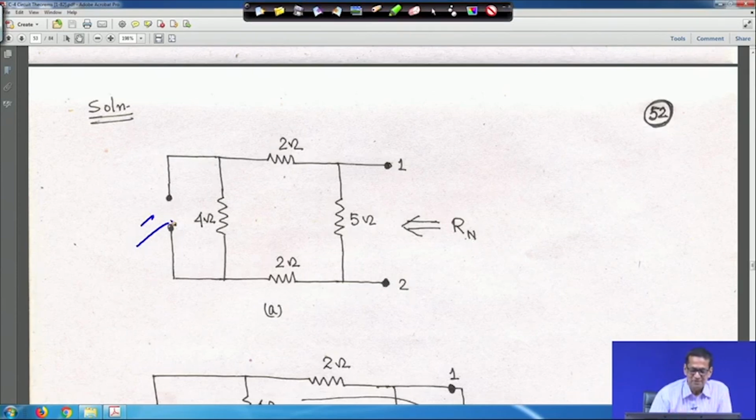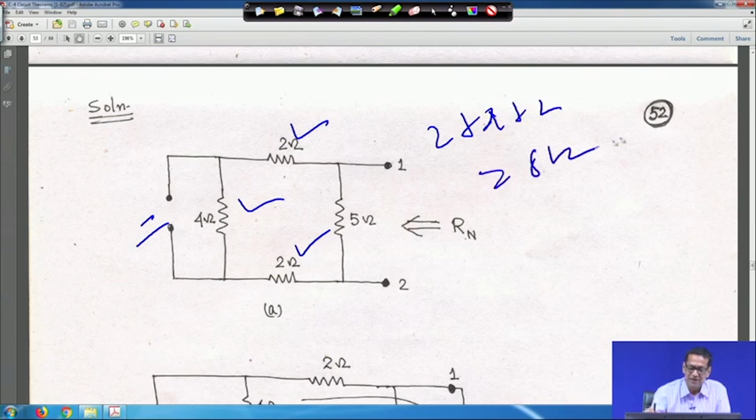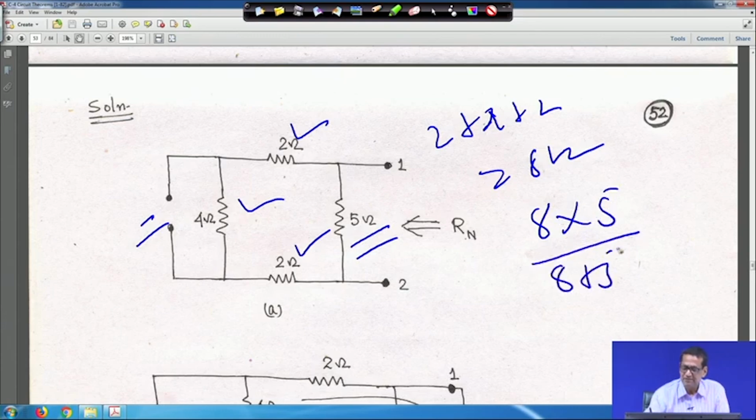If it is like this, then you can see that this is open. So, the 2 ohm, 4 ohm and 2 ohm resistors, these three, are in series. The total will be 2 plus 4 plus 2, equal to 8 ohm, and with that the 5 ohm is in parallel. So, R Norton will be 8 in parallel with 5, so it is 40 by 13 ohm.